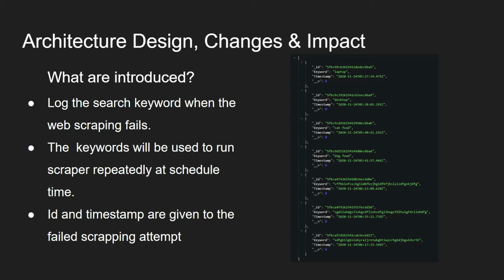Here is an example of a separate log that holds all the keywords that were not scraped due to the web scraper failure, as it fails to retrieve the item information based on the user's search. The ID is a randomly generated unique identifier. The keyword is what's not scraped into the database, and the timestamp shows when the scraper was executed. The keywords will be used to run the scraper repeatedly at a scheduled time until it succeeds.